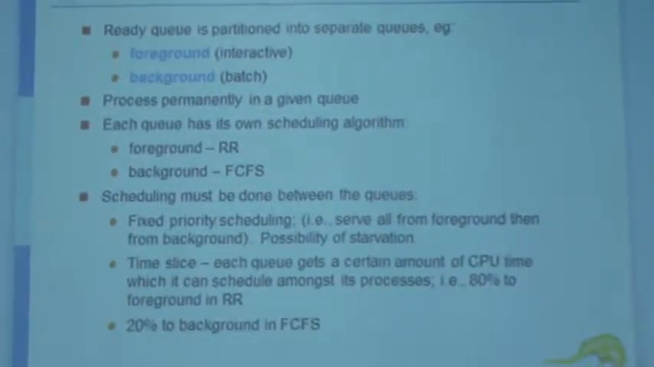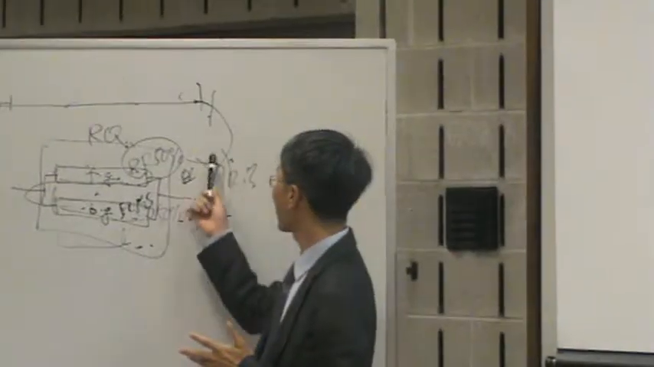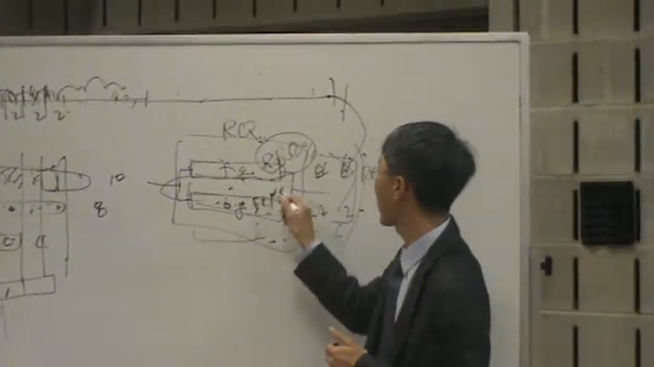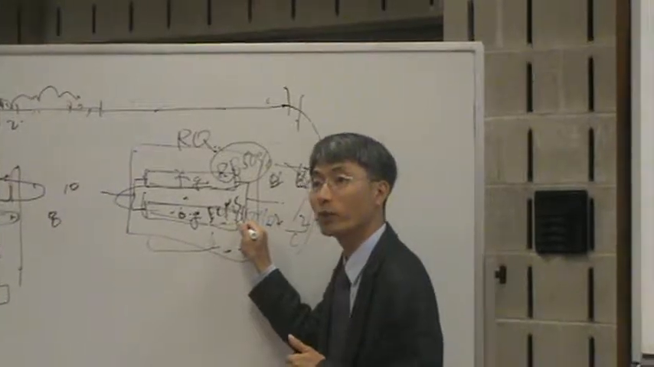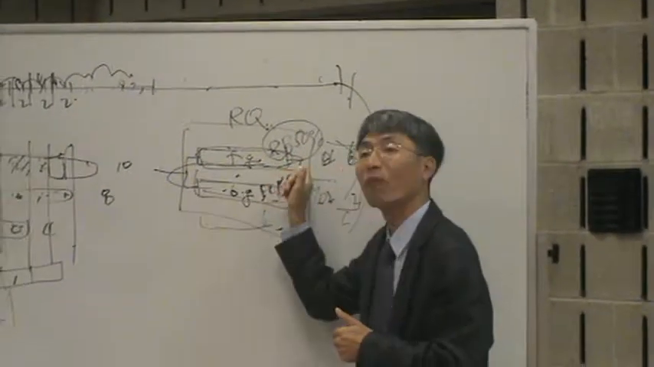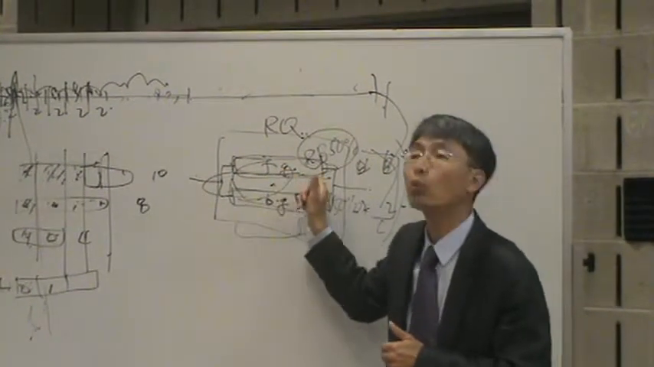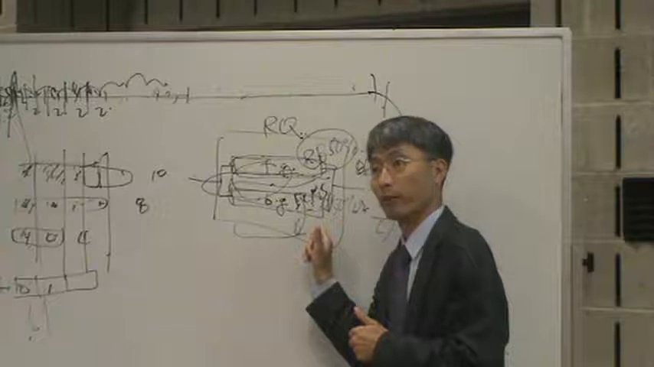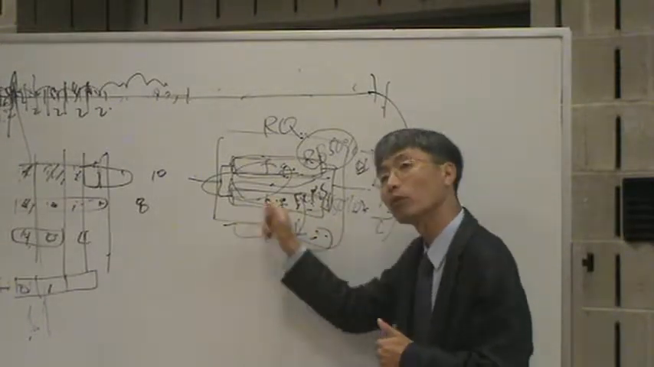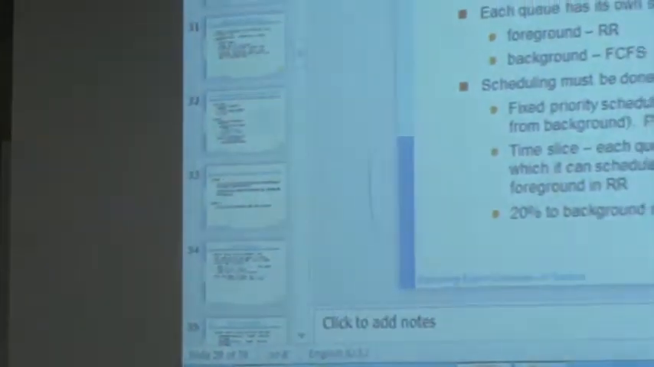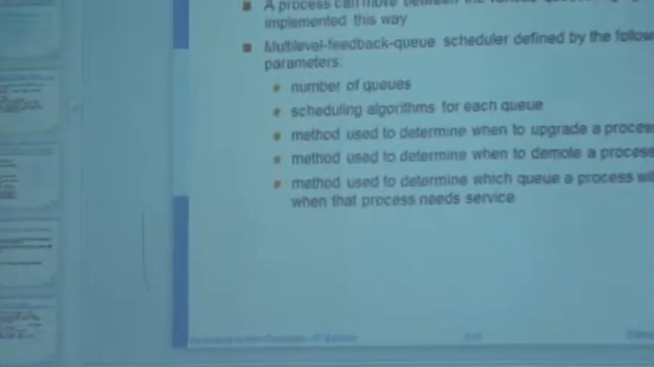Or sometimes you can apply a priority-based approach for the scheduling of the queues. So this one is the highest priority, this one is lower priority, which means if there is a process in the foreground, it should be processed first. Once it's empty, go to the next one. And if you have another level, you can do the same thing. So you need to implement another scheduler among the queues.